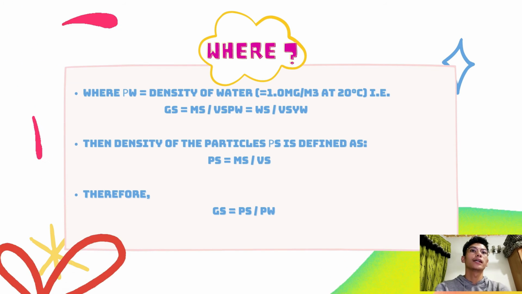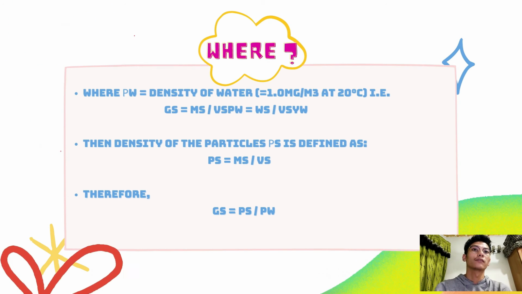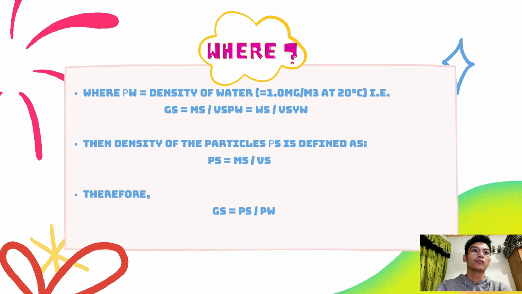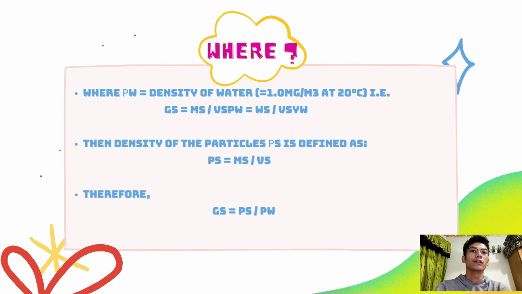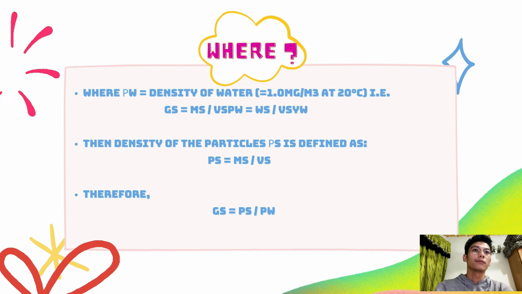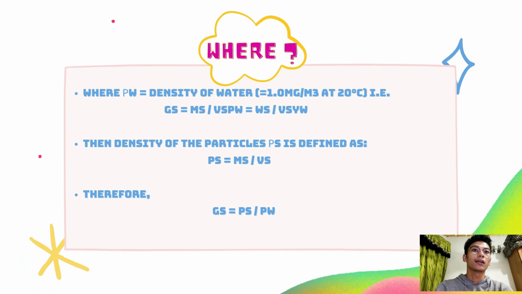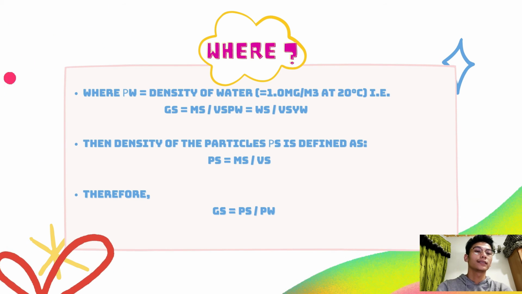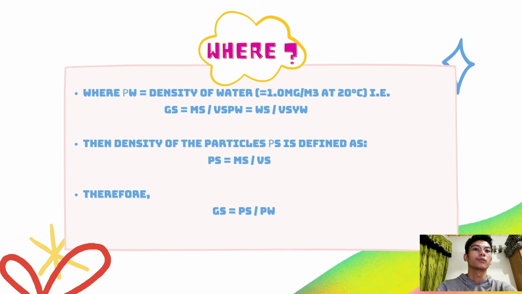For example, Gs equals Ms over Vs ρw, equals Ws over Vs γw. Then the density of the particle ρs is defined as ρs equals Ms over Vs. Therefore, Gs equals ρs over ρw.